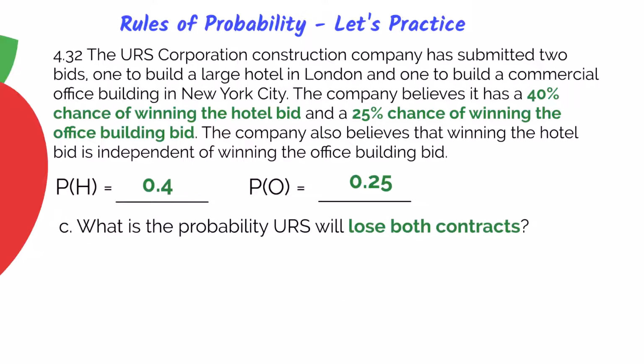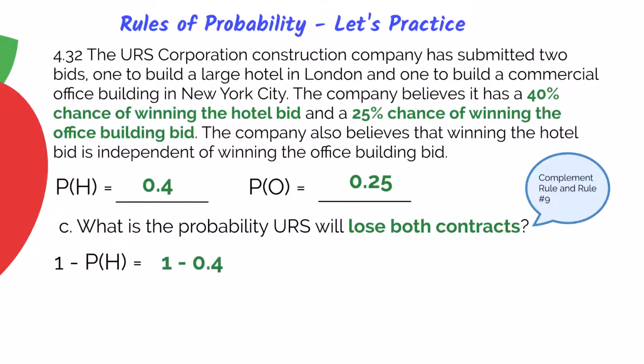Let's say we also want to know the probability that URS will lose both contracts. Since we know the probabilities of winning the contract, we can use the complement rule to know the chance of losing. For the probability of losing the hotel, we take 1 minus our probability of winning. So 1 minus 0.4 gives us a 0.6 chance of losing our hotel bid. If we do the same thing for our office building, we take 1 minus the chance of winning, or 1 minus 0.25, and that gives us a 0.75 chance of losing the office bid.